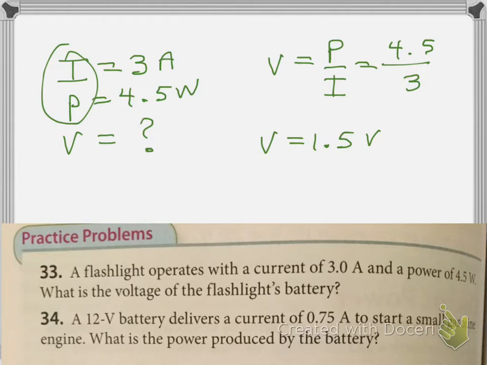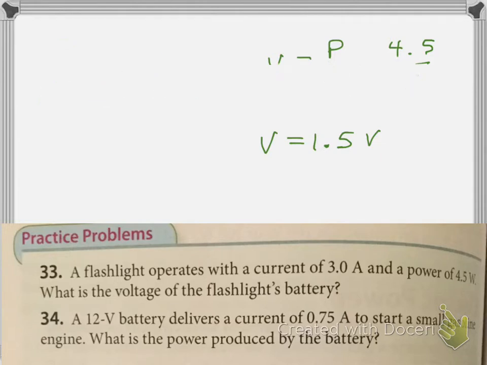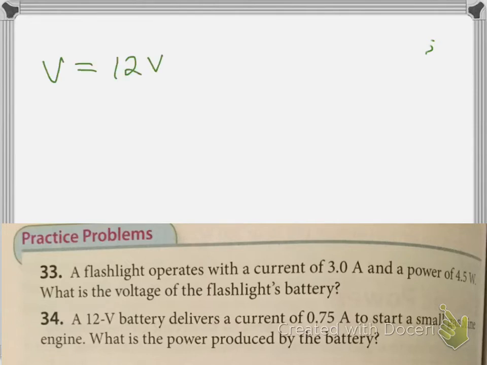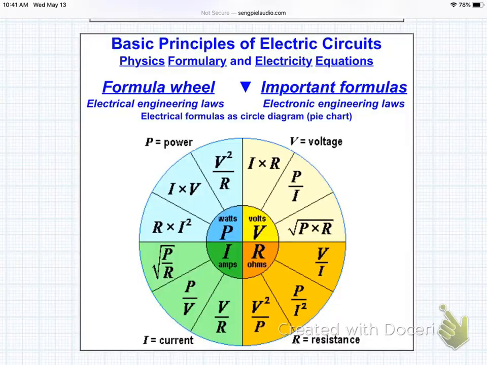So let me erase this. So number 34, we know voltage is equal to 12 volts, and current, which is the letter I, is 0.75 amps. What is the power? So we are looking for power, and I think I even told you that this one you can go to the wheel if you want to, but I believe that's the formula I gave you to start with.